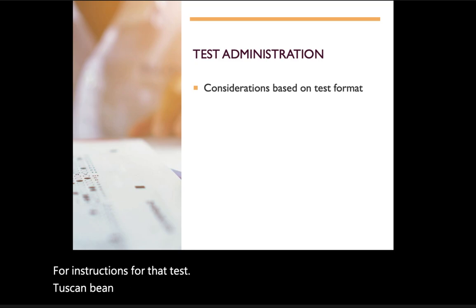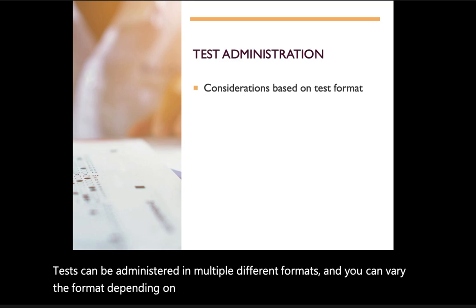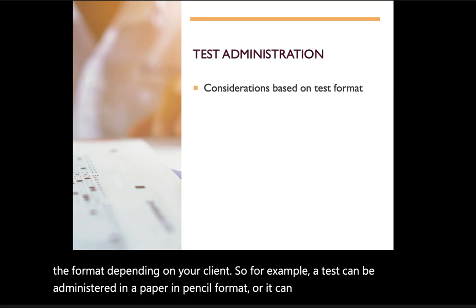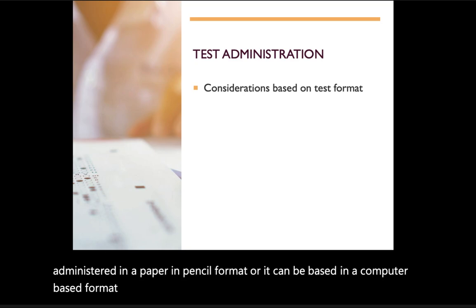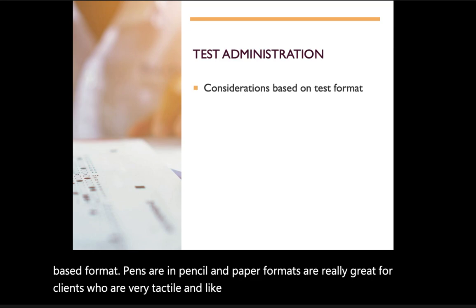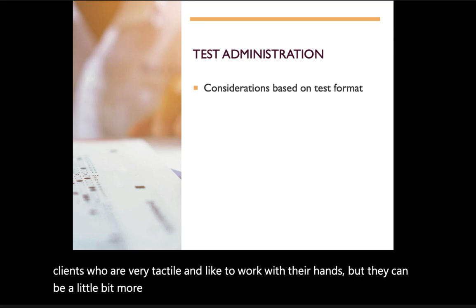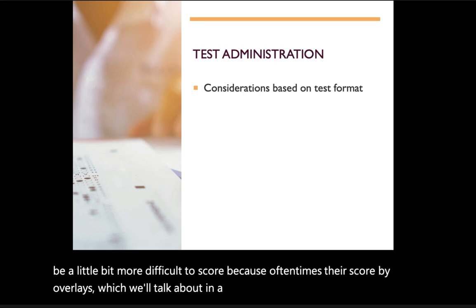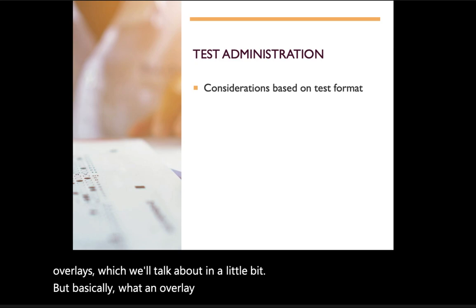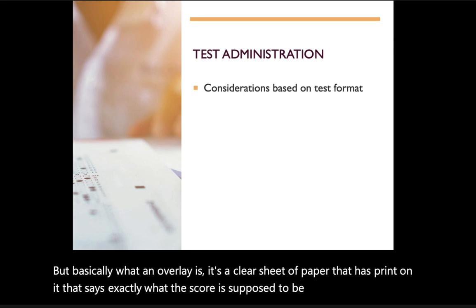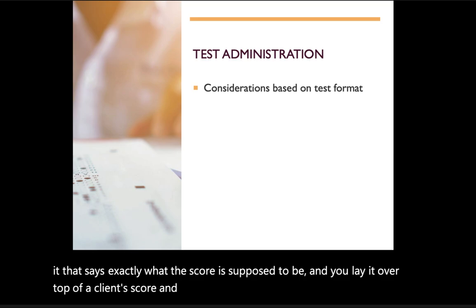Tests can be administered in multiple different formats, and you can vary the format depending on your client. So, for example, a test can be administered in a paper and pencil format, or it can be based in a computer based format. Pencil and paper formats are really great for clients who are very tactile and like to work with their hands, but they can be a little bit more difficult to score because oftentimes they're scored by overlays, which we'll talk about in a little bit. But basically, what an overlay is, it's a clear sheet of paper that has print on it that says exactly what the score is supposed to be, and you lay it over top of a client's score and then you hand score it from there.